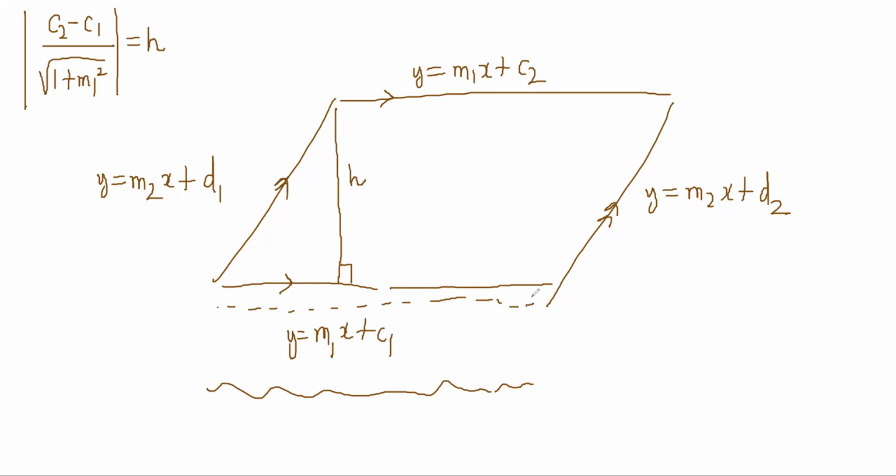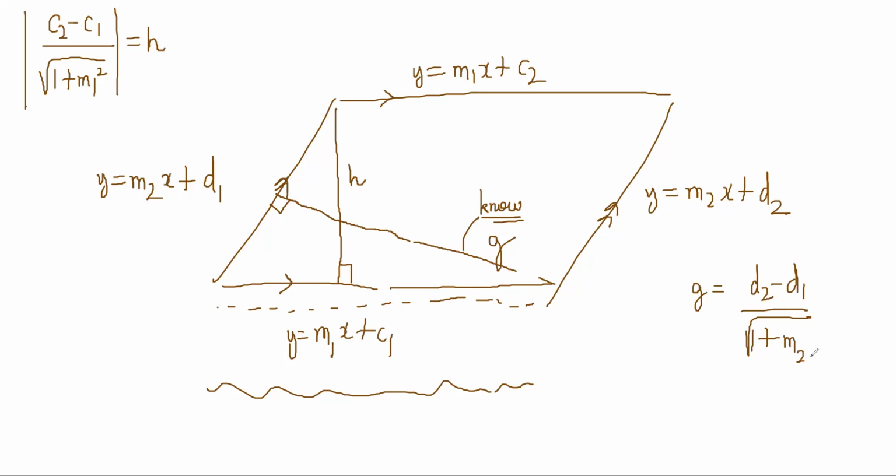This is the base. But you know a nice value for this other distance, because these are lines which are parallel. Let's call it G. G is equal to (d2 minus d1) by root over 1 plus m2 square. G is perpendicular to this side, and I need this length.